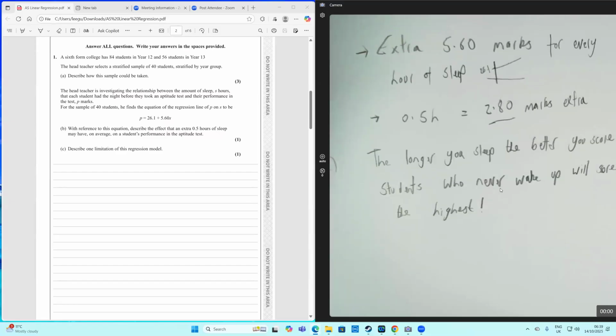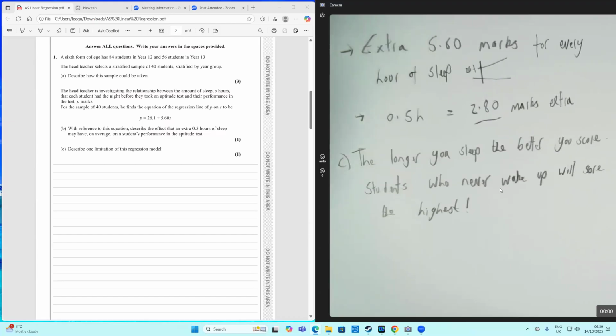Now, part C, okay, what's going on here with part C? So it says, describe a limitation of this model, okay? So basically, there's no upper limit to this model. So this model predicts that the longer you sleep, the higher you're going to perform on the test.